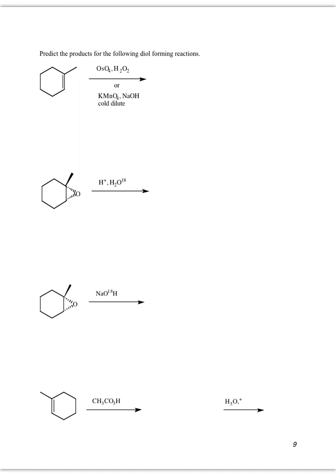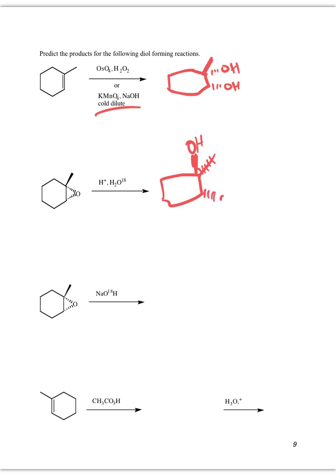Okay, so predict the product for the following diol formation reactions. Osmium tetroxide or potassium permanganate forms the syn diol. We need to say that the oxygens are on the same side. And then if we add acid to the epoxide, we know we get the antidiol. Since it is the acid, the oxygen adds to the less or the more substituted carbon. It is the oxygen of the oxygen 18.